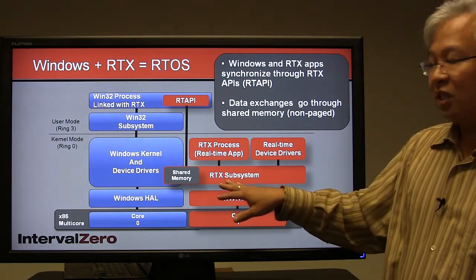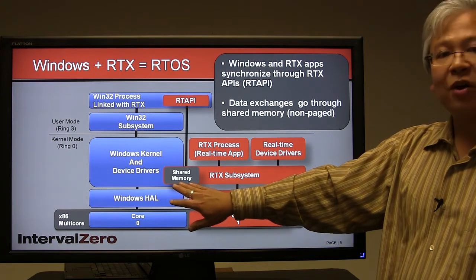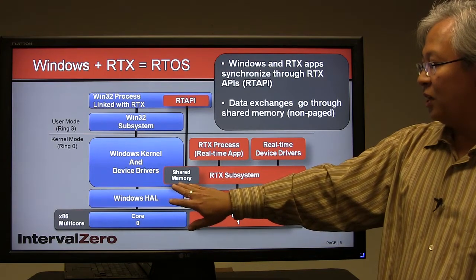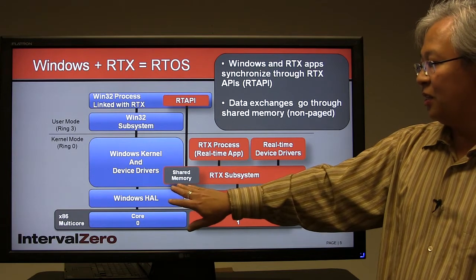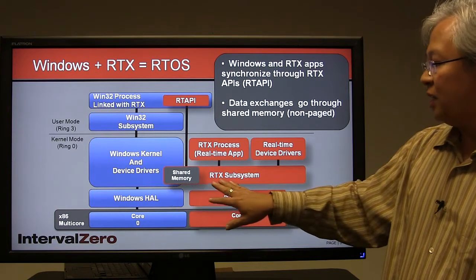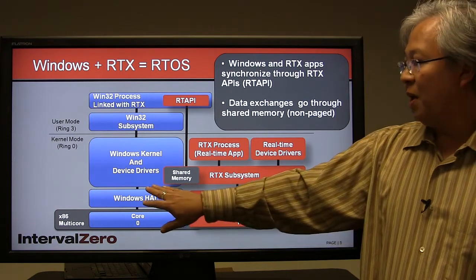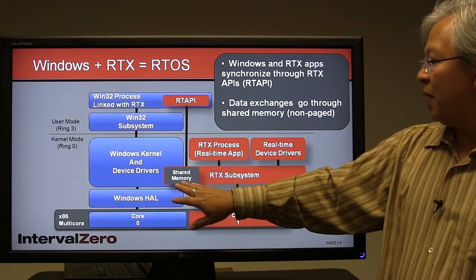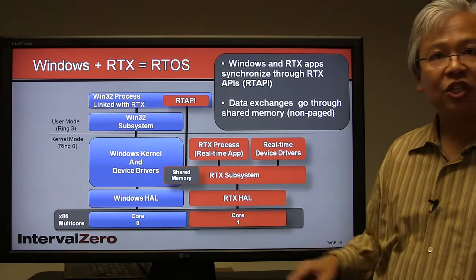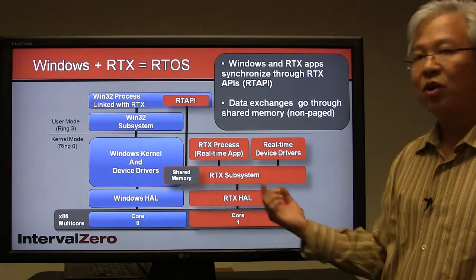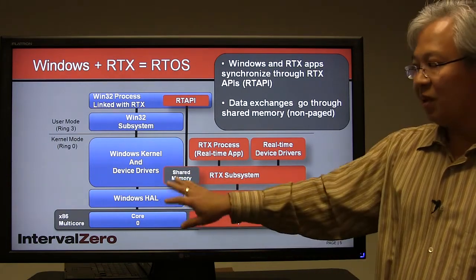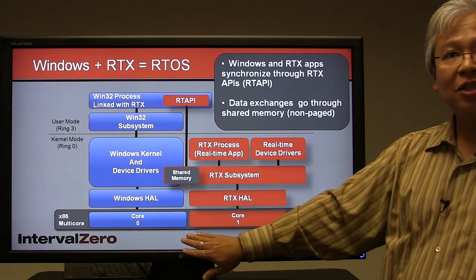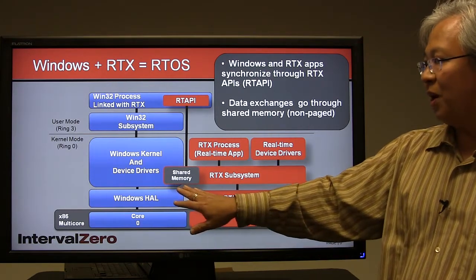Once you have those synchronization events, the next question is, don't I want to exchange data? Well, the way we exchange data in this system is we have shared memory. So RTX shares memory with Windows. So we have a large area here of non-paged memory that you can use to exchange large amounts of data between Windows and RTX. So this is pretty seamless because you're actually on the same processor, the same chip, that you're able to share memory.